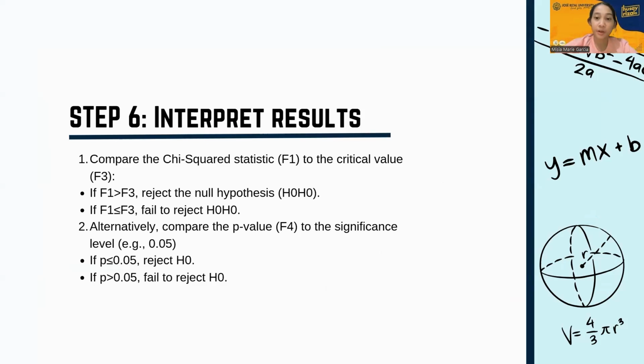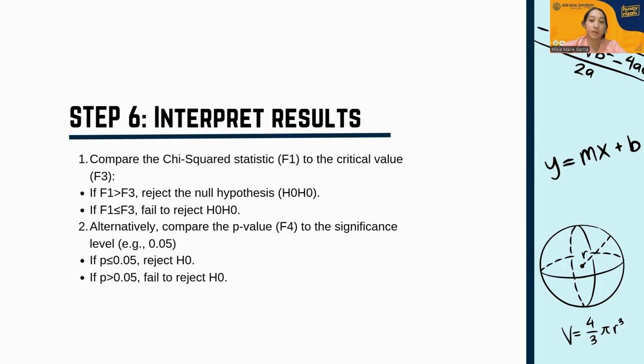Alternatively, compare the p-value F4 to the significance level, for example 0.05. If p is less than or equal to 0.05, reject the null hypothesis. If p is greater than 0.05, fail to reject the null hypothesis.